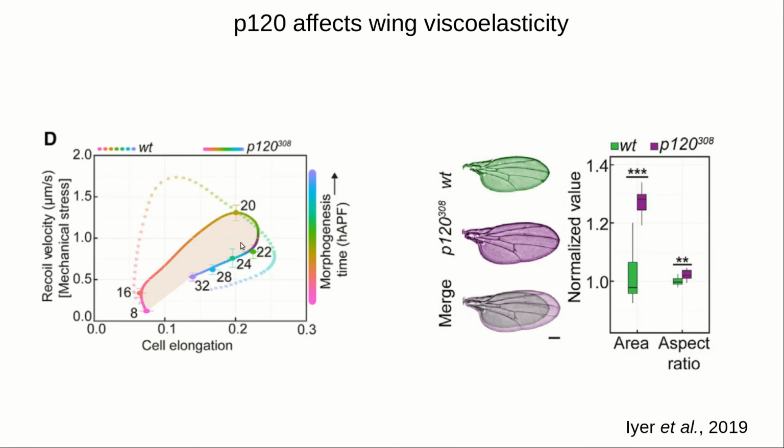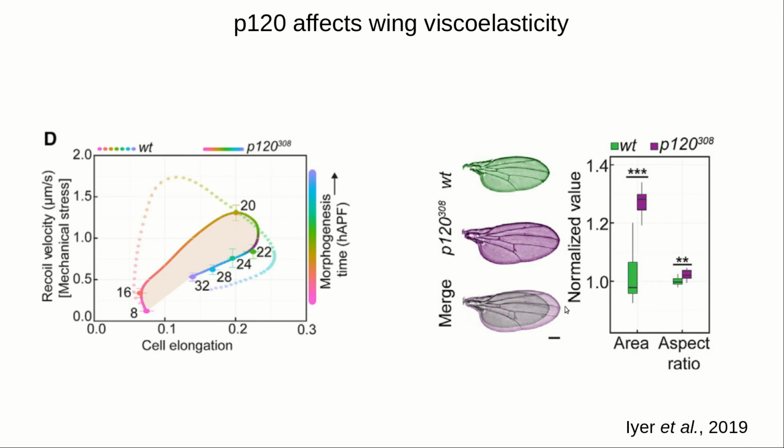Indeed, as you see in this plot, the area inside of the curve is much smaller than in the wild type. The area inside of the curve of the P120 mutant is lower than in the wild type, which means that the viscoelastic properties of the wing are reduced. And also, the final shape of the wing is changed.